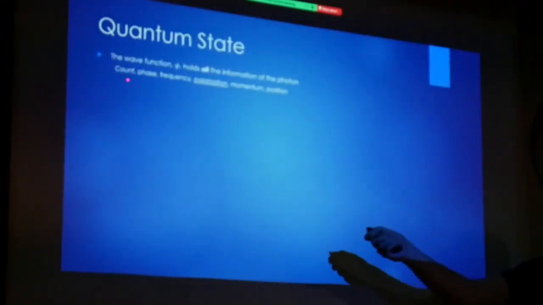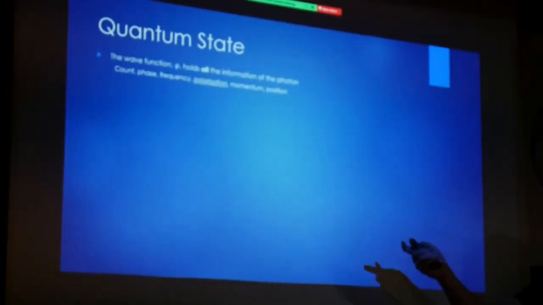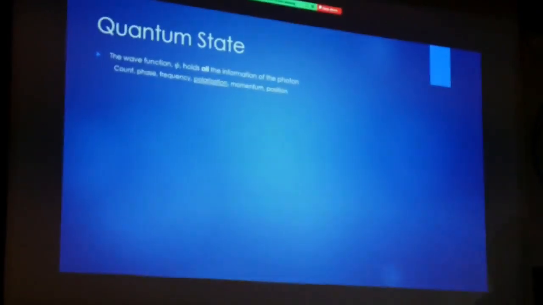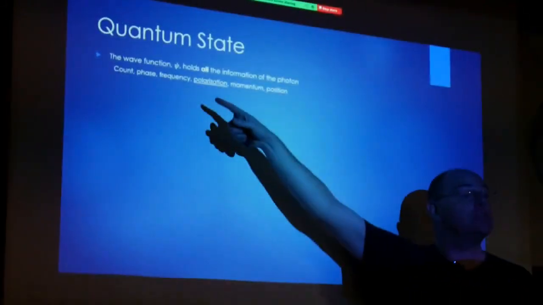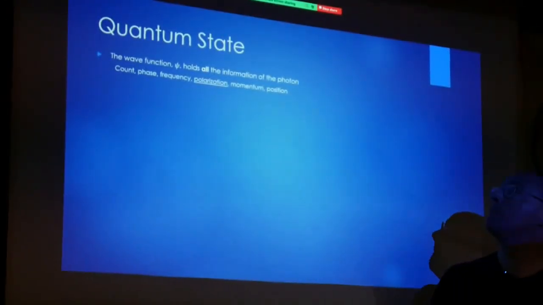Those numbers that we had before, the quantum state, the number, the phase, the frequency, the polarization, momentum, position, all those other numbers out there are all wrapped up into one little property that mathematicians will call the wave function. But really it's just a mathematical function. We never see what this is, by the way. We never look at it. You can graph it on paper, but that's not important. What's important is how we manipulate it.